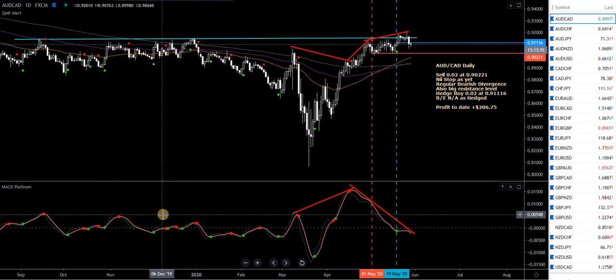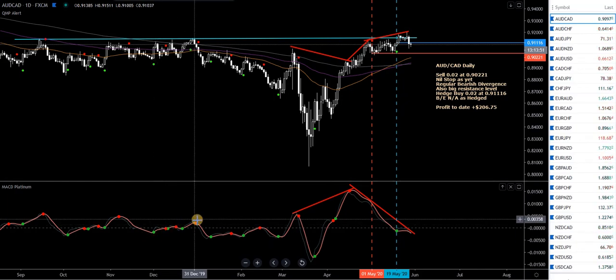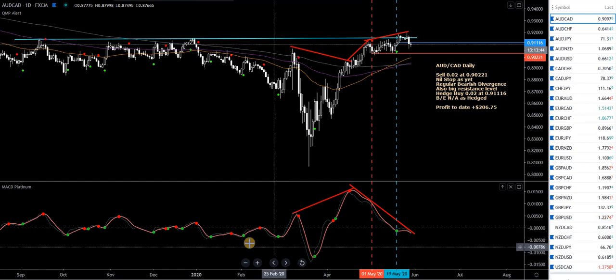This bottom indicator is a MACD Platinum. It's a zero lag MACD. So it oscillates around the zero level, which is the dotted line there. You can see zero over here. So that's the zero level.